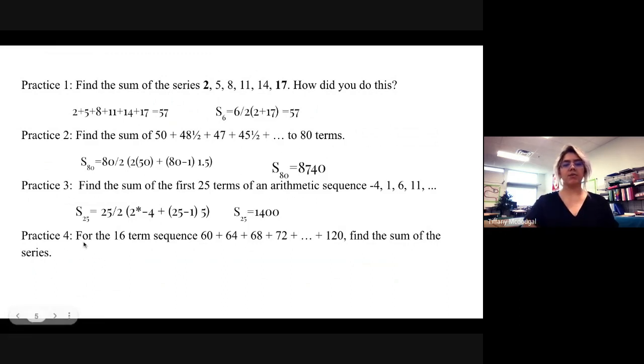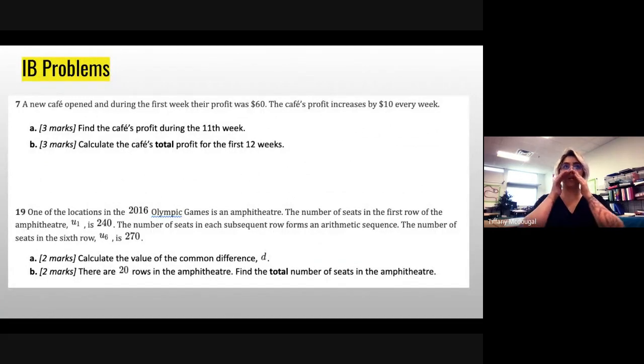All right, for practice number 4. For the 16-term sequence, 60 plus 64 plus 68 plus 72, ... 120, find the sum of the series. So now that I do have that last term and I have that first term, I know that I can use the shorter formula. So I'm going to go ahead and plug into that shorter formula. S16, because there's 16 terms, so n is 16, is equal to 16 over 2, parentheses, and then I input first term plus last term, 60 plus 120. And I get S16 is equal to 1,440.